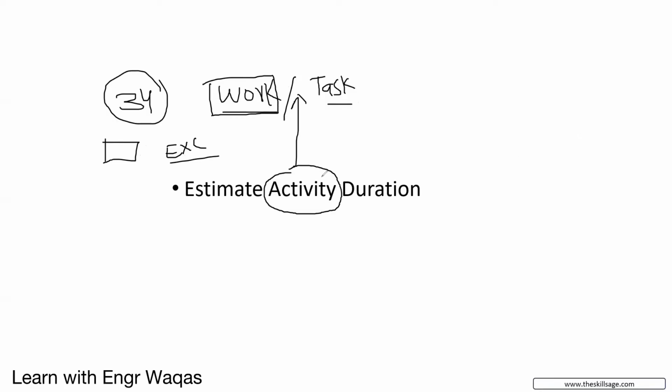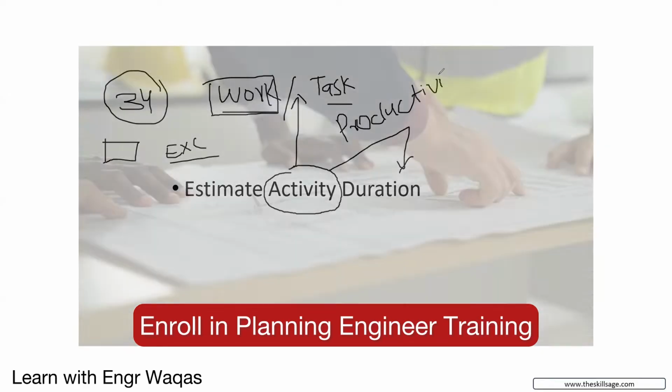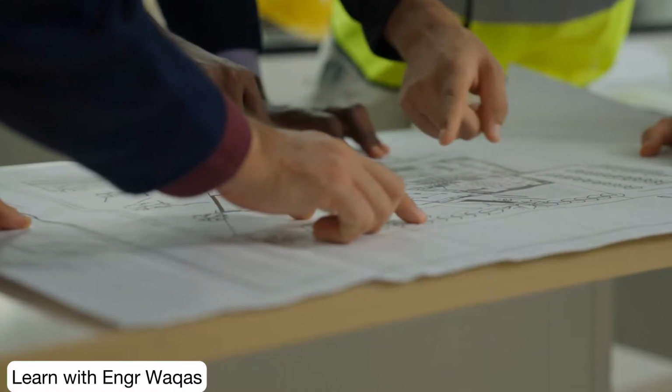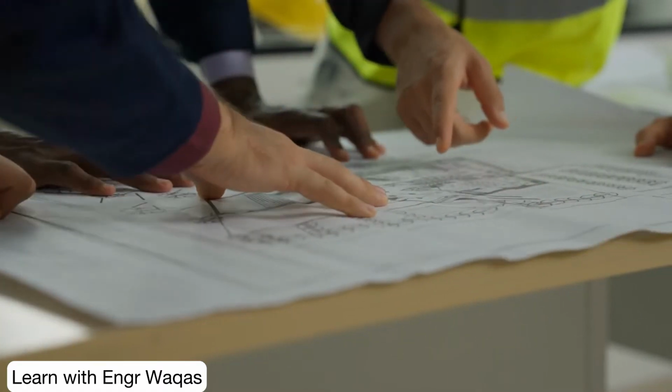So by this work, we want to actually convert this work into duration. How? By the implementation of the mathematical productivity formula. Productivity. It's very simple to understand productivity. Work done in unit time.